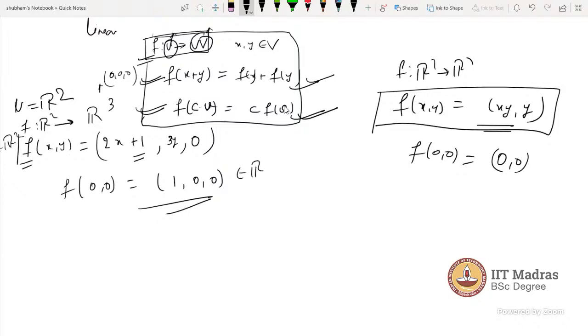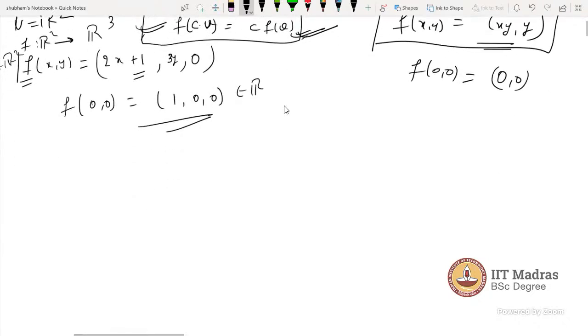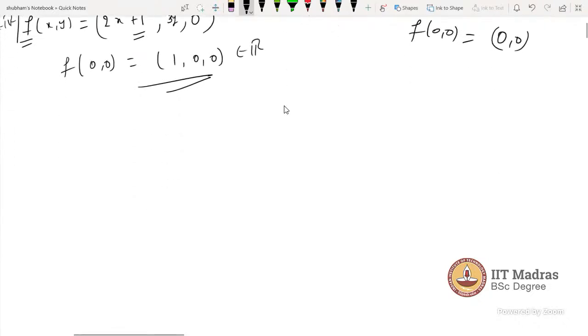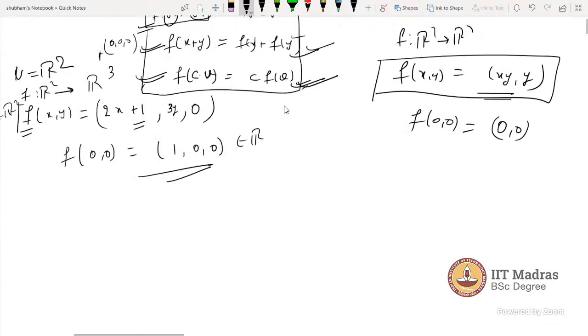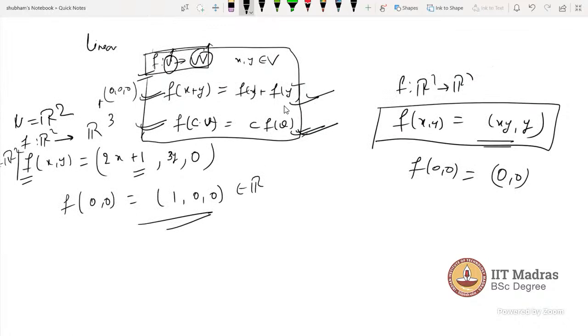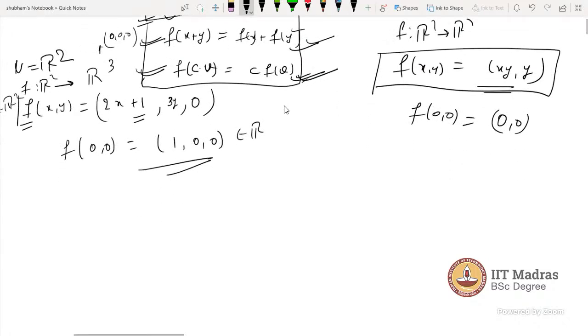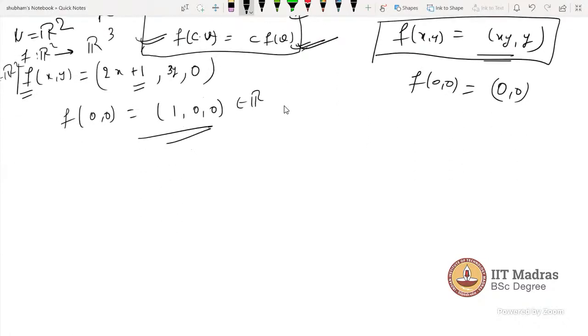But the only criteria for checking whether a map is a linear transformation are these two criteria that we have to check. Now you can ask anything conceptual about the properties of linear transformation. After this, we can proceed further to kernel, image and all this.